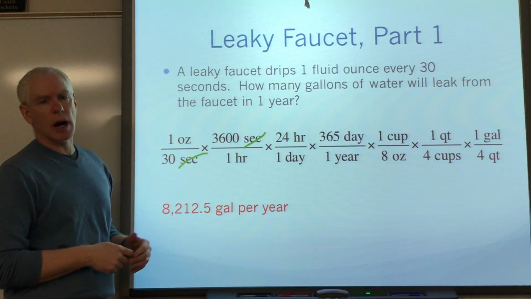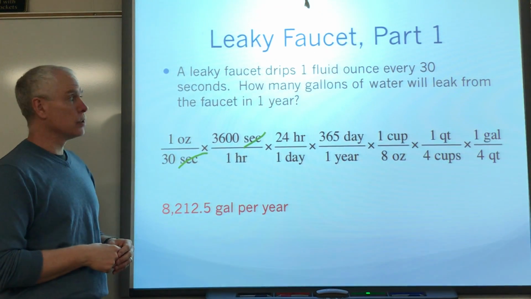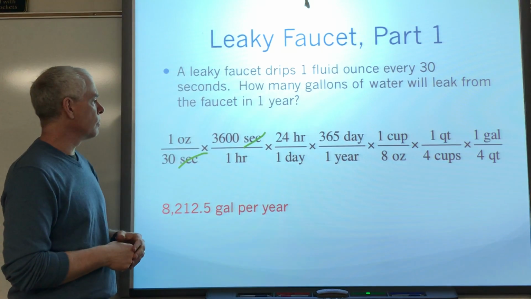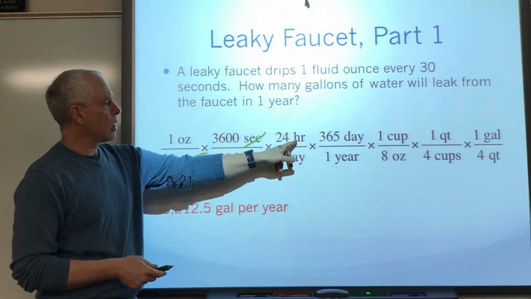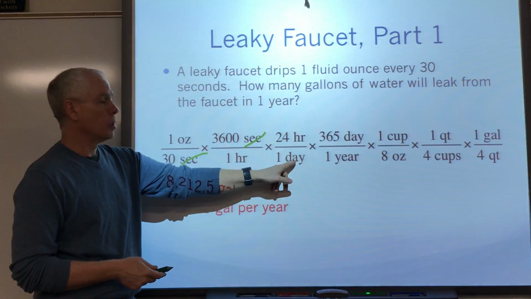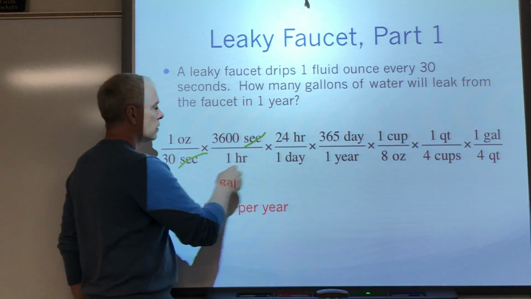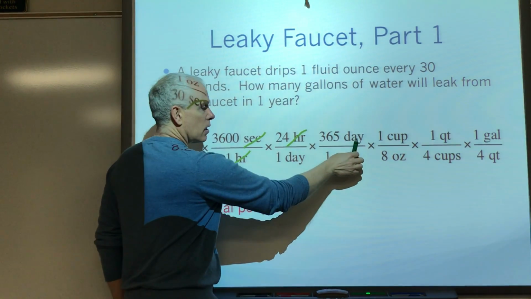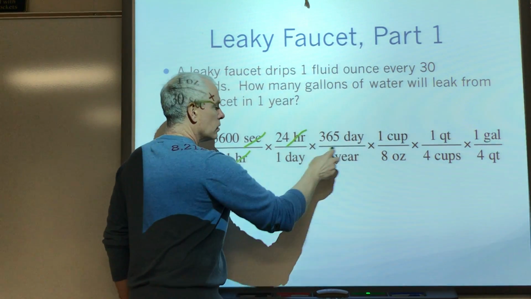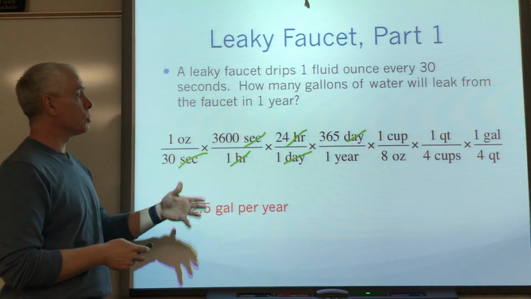Now I've got ounces per hour. I want years on the bottom because that's what they're asking me for, so I need to keep working. I know if I want hours to cancel, I'm going to put hours up here. So 24 hours in 1 day. Those are equivalent. Now I'm at ounces per day. I know there's 365 days per year, so now I've allowed days to cancel here. Now I'm left with ounces per year.